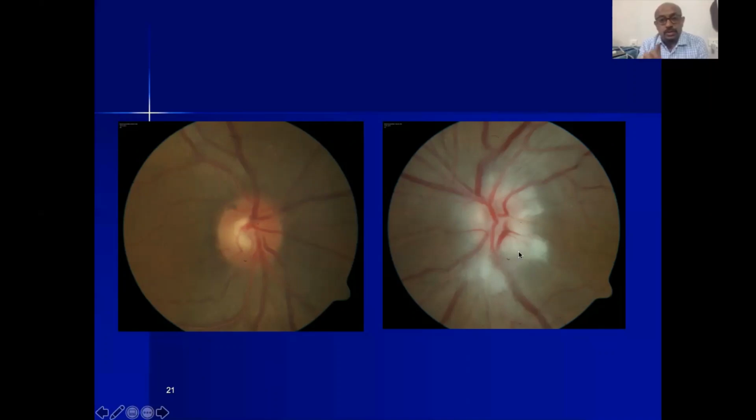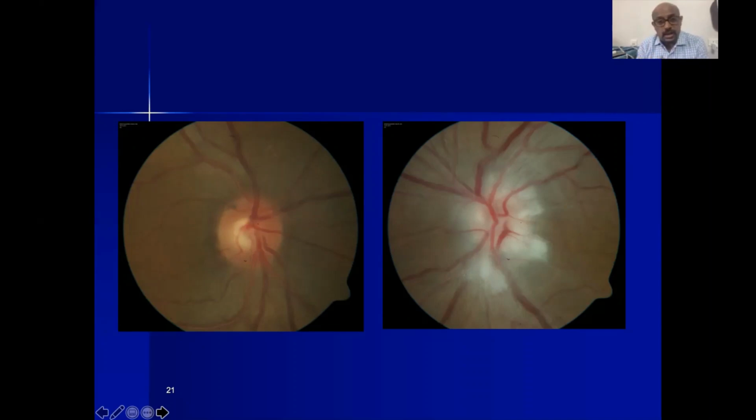Pallid disc edema is not seen in all ischemia cases. It is generally seen in the arteritic variety of ischemia where there is a sudden massive infarction of the nerve fibers and optic nerve. So this is an emergency. You ask for history of weight loss, headaches, polymyalgia rheumatica.